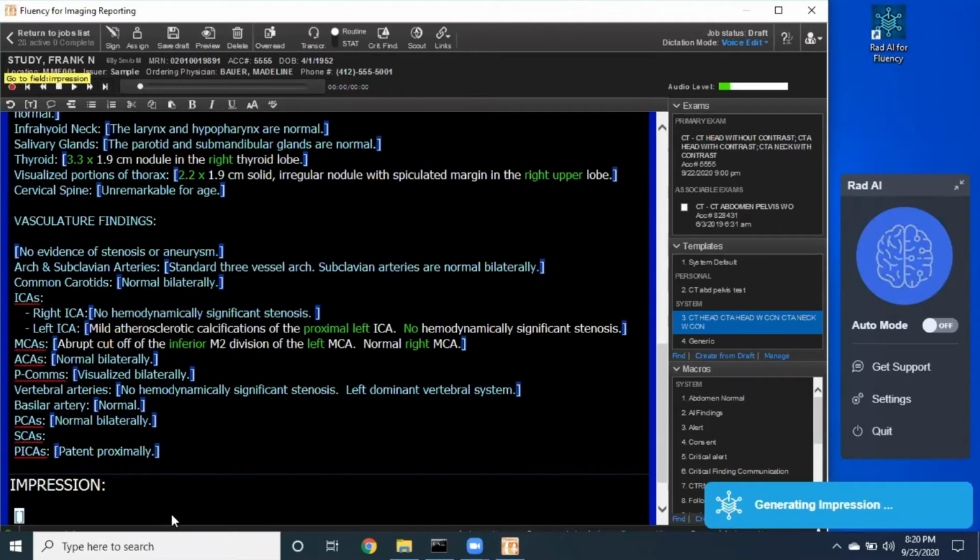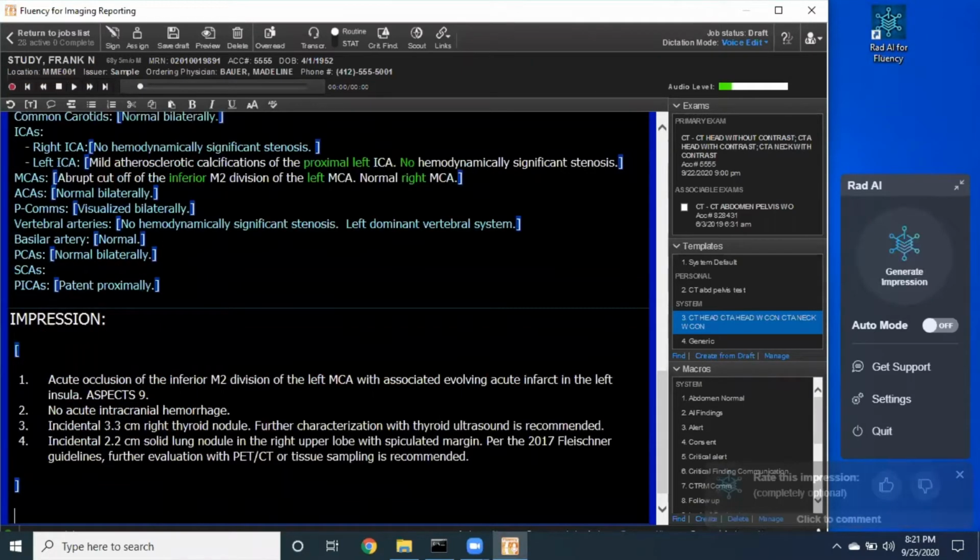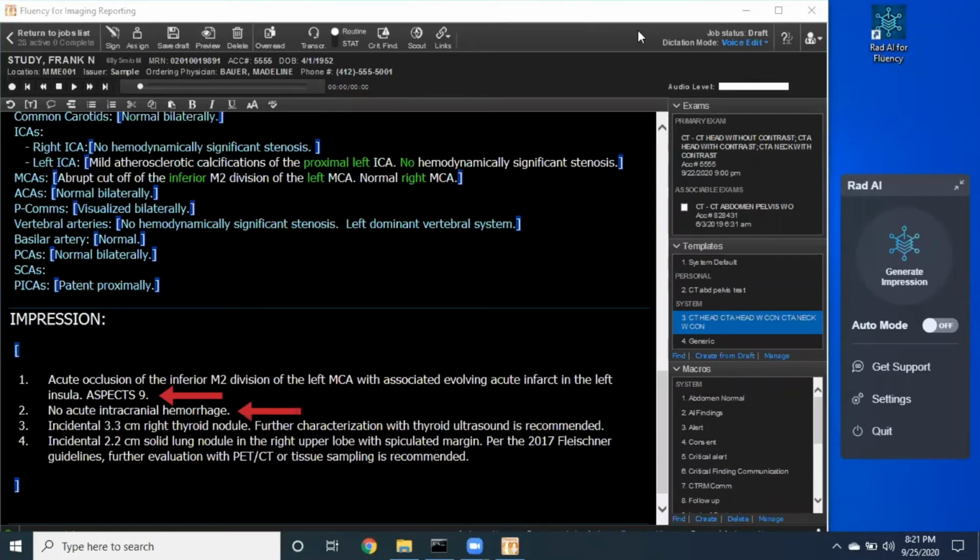And note that AI is not just for image data here. AI comes into play for the impression section too. When the radiologist states the word impression, the RAD AI software, which is integrated into the Fluency product, reviews the procedure information and findings and automatically generates the impression section. No duplicating of reading of findings, no transcription errors, improved report accuracy and consistency, and time saved.